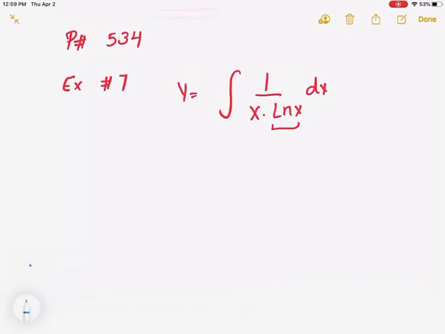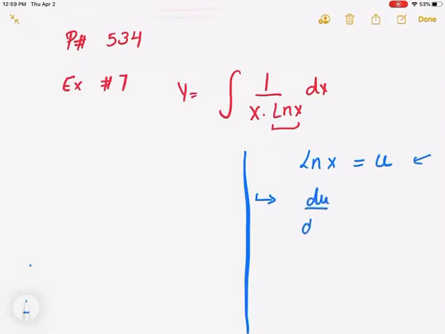So basically, anytime you have an ln function involved in the equation already, the way we do it is just set that ln function equal to u. And the rest is pretty much U-substitution. Every single term you need to replace in terms of u. So what I would do is take the derivative of this equation first. So du over dx, the derivative of ln x, would be 1 over x.